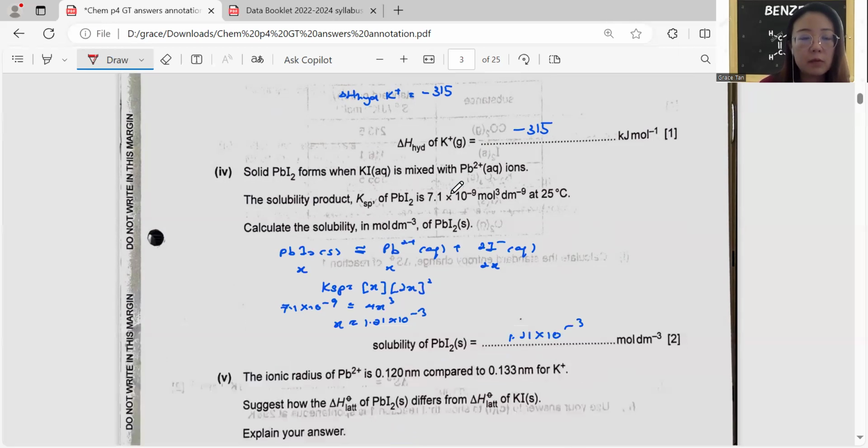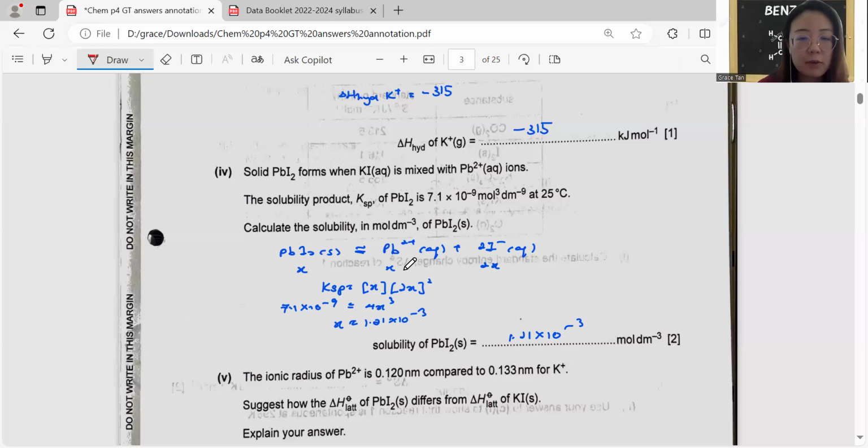Now next. Solid PbI2, which is lead iodide, forms when KI is mixed with Pb2+. So PbI2 is a yellow precipitate here. The solubility product Ksp of PbI2 given is 7.1 times 10 to the power -9 at 25 degrees Celsius. Calculate the solubility in mole per dm cube. Please be reminded that you can only use mole per dm cube for Ksp. Please do not use gram per dm cube. If the question gives you gram per dm cube, you need to convert it to mole per dm cube. Must.